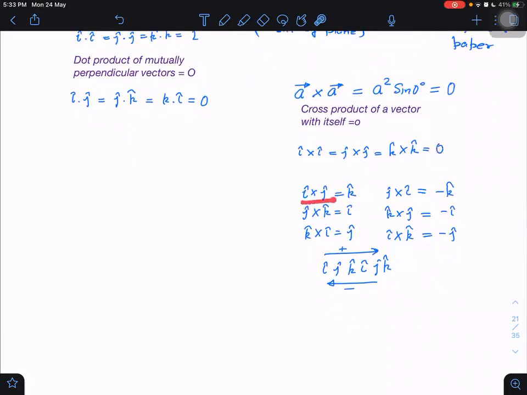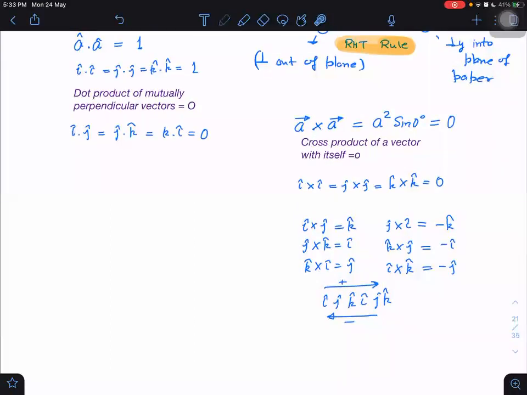What about I cross J? I cross J means the cross product of two perpendicular vectors. This we have to remember. I cross J will be K. I think I can tell you in this way also: if I take the x-axis, and where should I take y? Y here and z here. Now you tell me, what is perpendicular to the xy plane? The z axis.